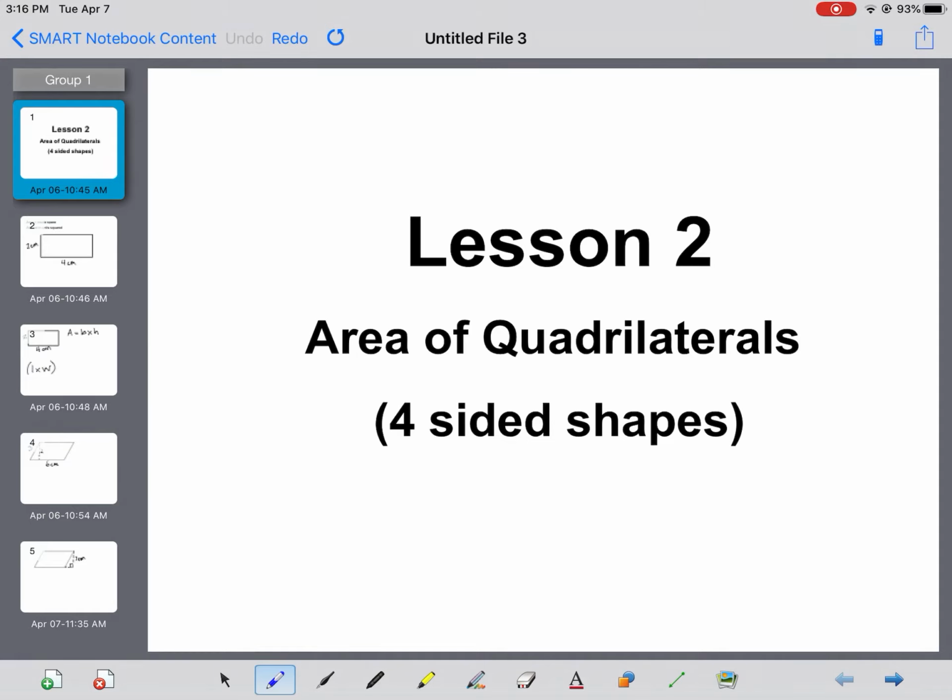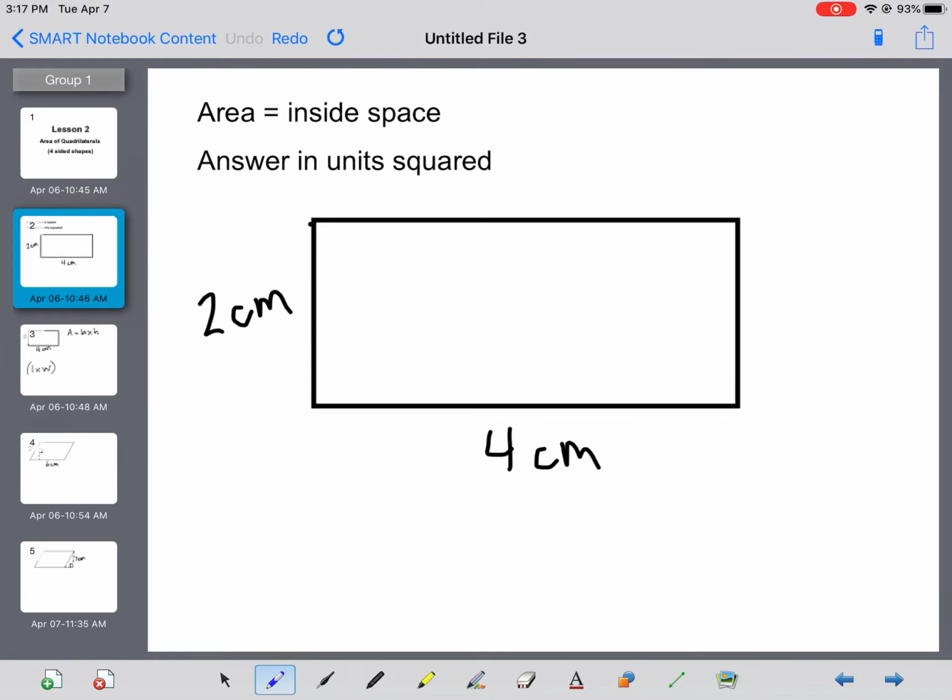Okay, here we go on lesson 2. We have come to learning about area, and specifically today we're going to focus on the area of quadrilaterals. And you should remember from Unit 4 that quadrilaterals is just a fancy name for four-sided shapes. So we're going to be looking at four-sided shapes today and finding their area.